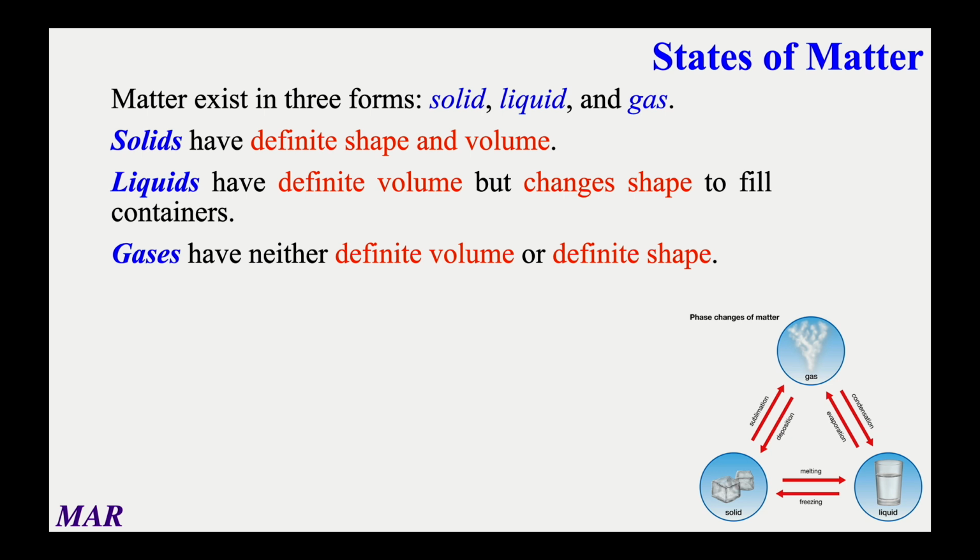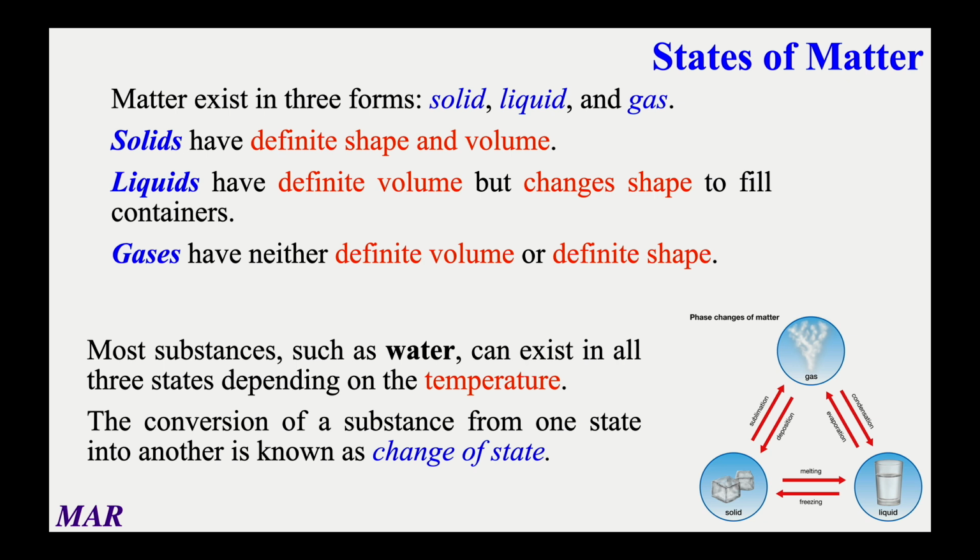Gases, on the other hand, have neither definite volume nor shape. They just kind of go for whatever's around them. They're harder to contain. You need to contain them, or else they kind of break free. In the lower right-hand corner are some of the names associated with the different transformations of matter, and we'll talk about those more in a little bit.